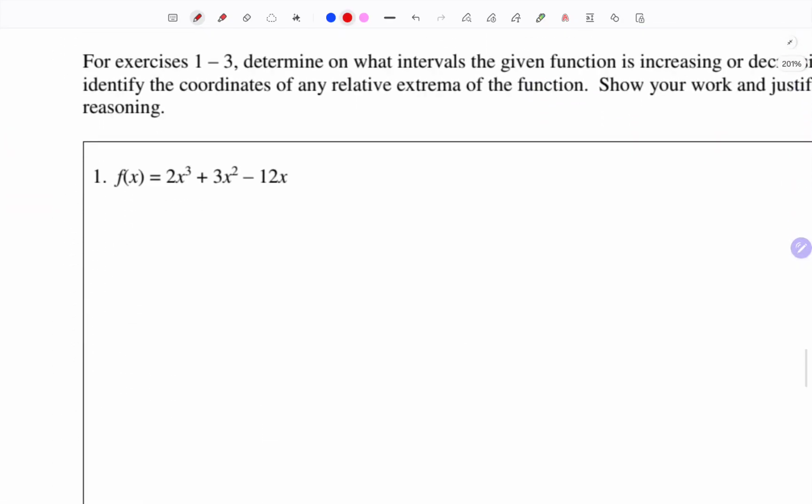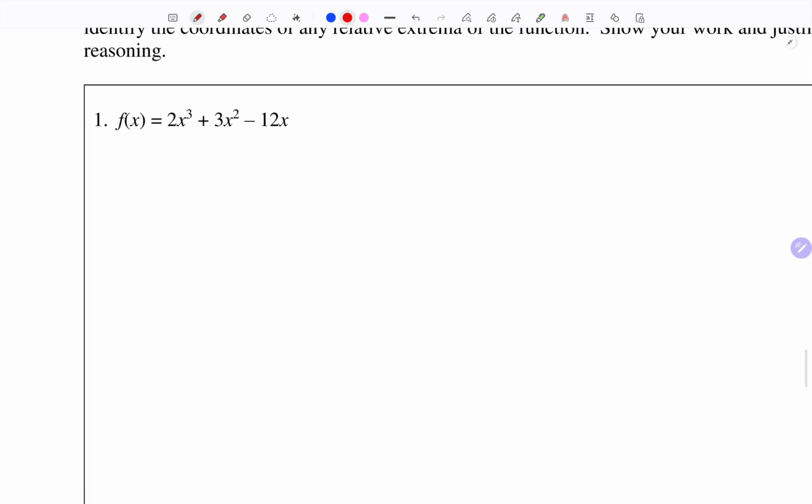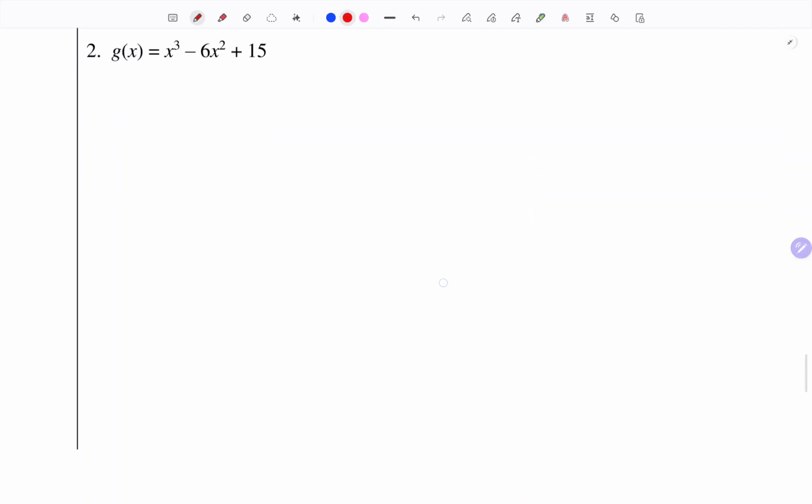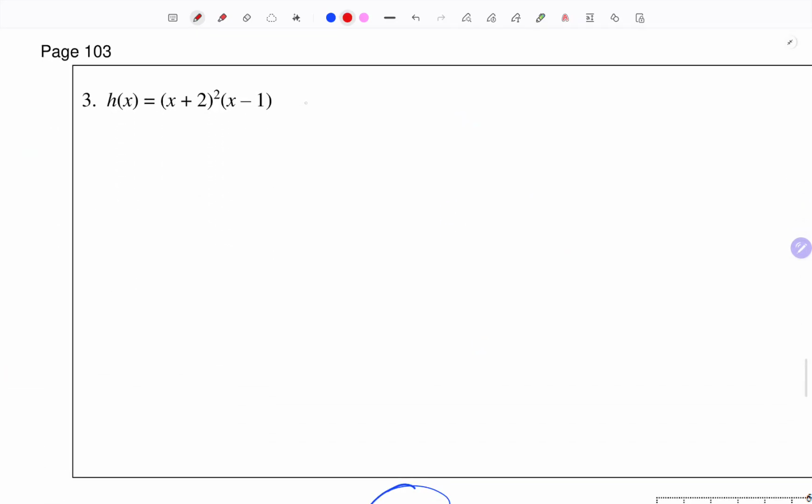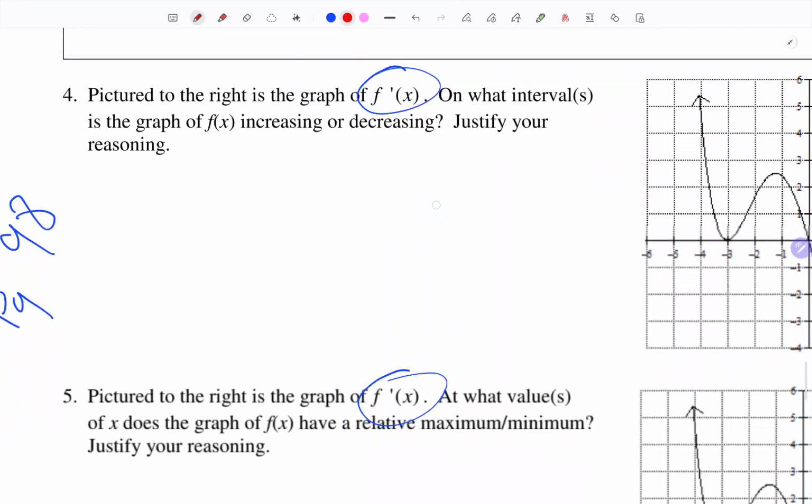Homework is very, very similar. Number 1, we're taking the derivative, setting it equal to 0. You will have to factor. Number 2, same idea. Number 3, first FOIL. So first expand and FOIL this out. Then take the derivative, set it to 0, same idea. There was no trig there, so that's kind of nice.